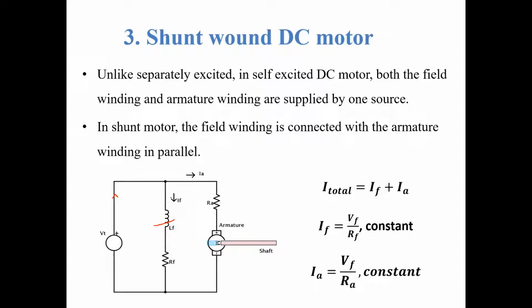The field current, since this is a parallel connection, has the voltage across it exactly the same as the voltage across the armature, which equals the terminal voltage V_T. Hence, the field current I_F equals V_T divided by R_F, and this is constant. And for the armature, I_A equals V_T divided by R_A.